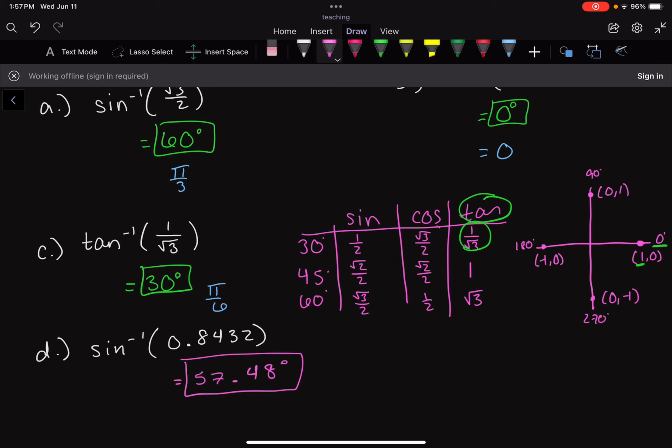So this is it for the inverse trig explanation. You just have to know that whenever you're dealing with inverse trig, you're looking for an angle.